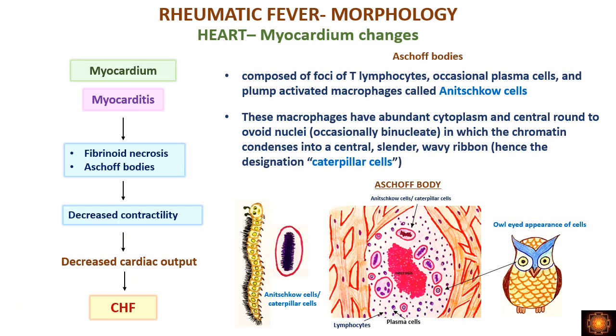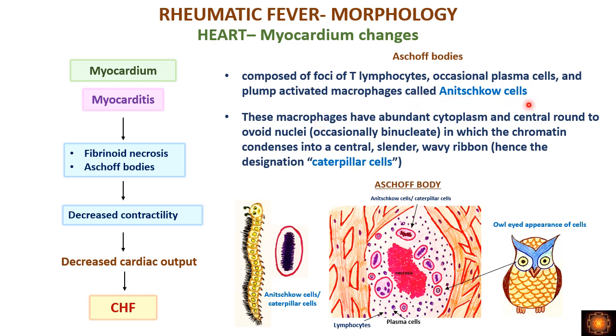Now that was about the pericardium. Then what are the changes in the myocardium? So we have myocarditis. In the myocardium, the patient will have fibrinoid necrosis and the Aschoff bodies. Now what are these Aschoff bodies? They are composed of T lymphocytes, occasional plasma cells, and plump activated macrophages, which are called Anitschkow cells.